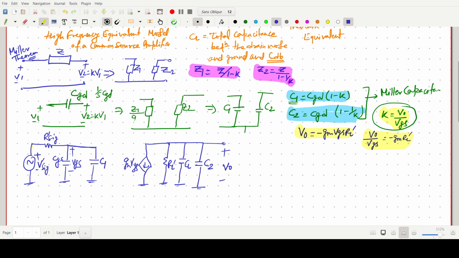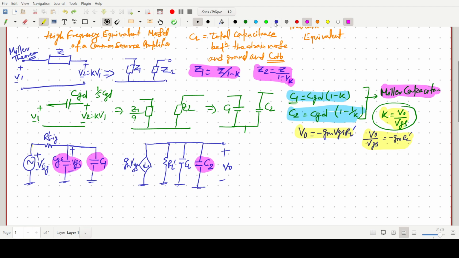So once again I am just focusing, this CGS is already there, okay. Now C1 is due to the CGD, and C2 is due to the CGD. Bridging capacitance is modified by the Miller capacitance, where C1 equals CGD(1 - K), C2 equals CGD(1 - 1/K). So this one is the equivalent circuit for the common source amplifier using Miller theorem. Okay, this one is very simple, but you have to know the Miller theorem. Miller theorem is very easy.